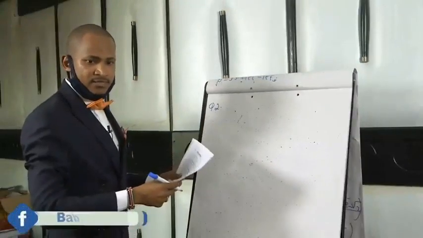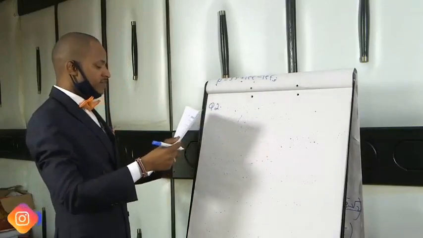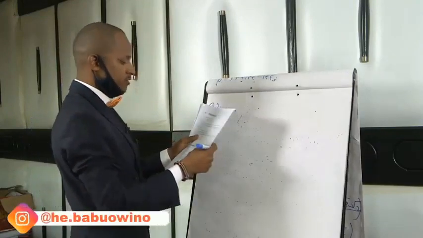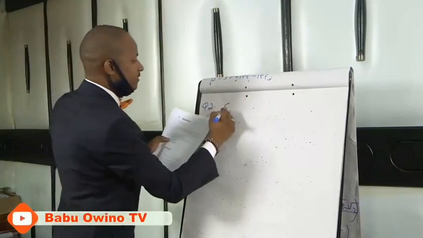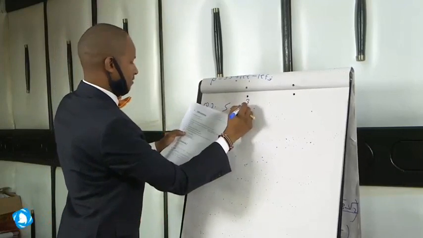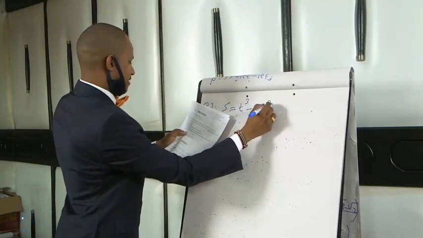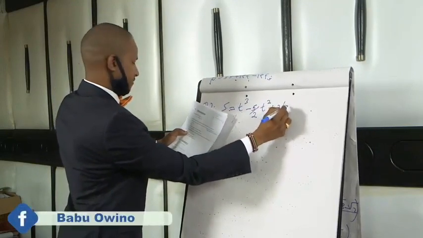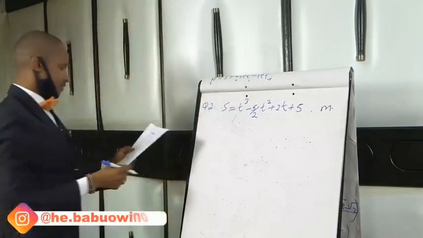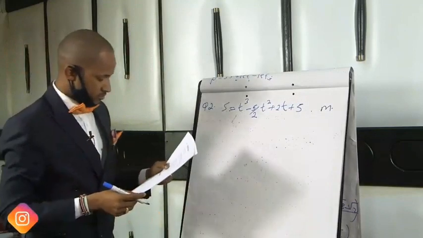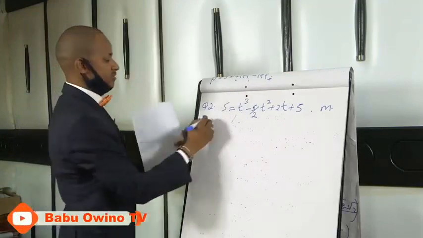The displacement from a fixed point of a particle in motion at any time t seconds is given by, displacement s is given by t cubed minus 5 over 2 t squared plus 2t plus 5. The value is in meters. Find its acceleration after t seconds.